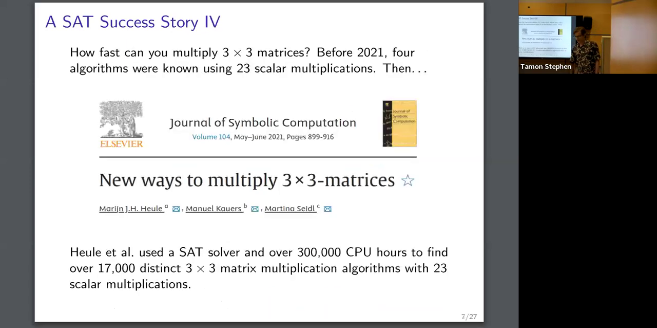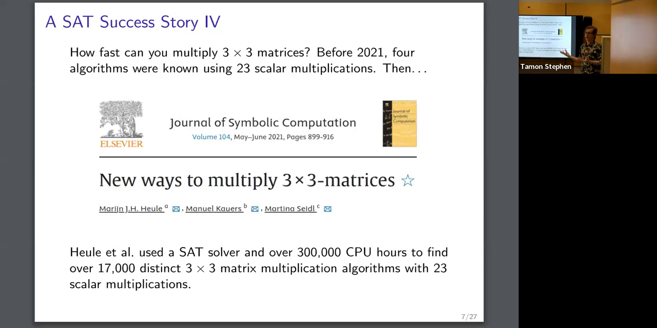The last success story I want to talk about is about algorithms. Let's say we're multiplying matrices, even just 3 by 3 matrices. What's the fastest way of multiplying 3 by 3 matrices? This is a very well-studied problem. The naive approach would use 27 scalar multiplications if you just use the definition of matrix multiplication. People have come up with better ways to do it. In the 1970s, it was found you can multiply 3 by 3 matrices with 23 scalar multiplications.